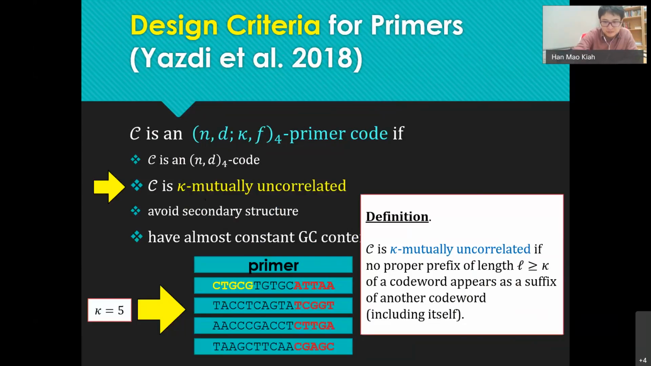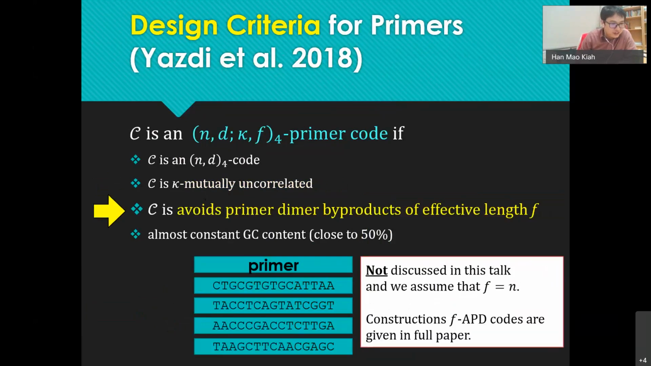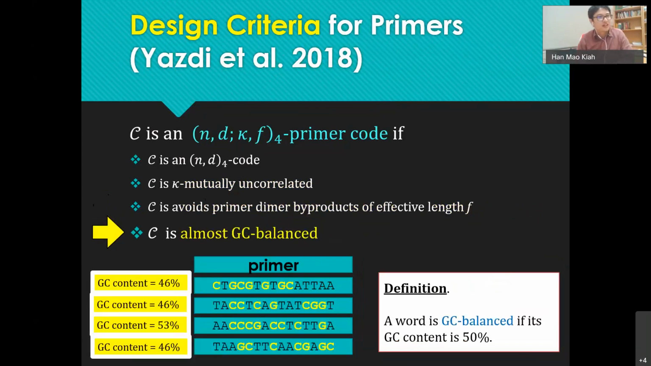The third condition is parameterized by F and refers to avoiding primer-dimer products. I will not elaborate more on this condition. I will just mention that we look at this condition in our full paper. And finally, this is the last condition that we are after: we want all codewords to be GC balanced.